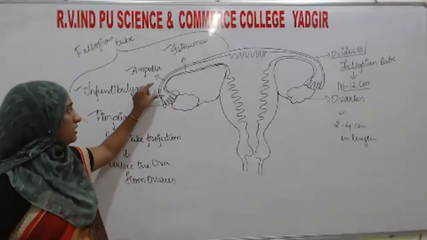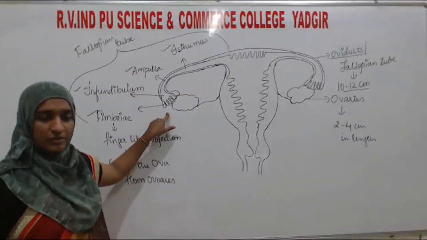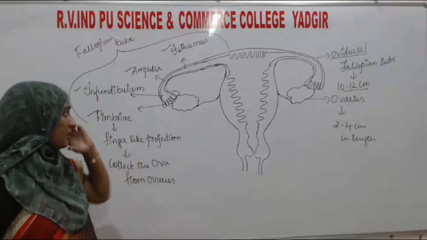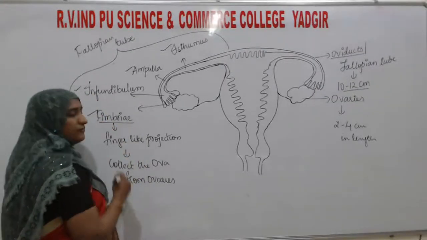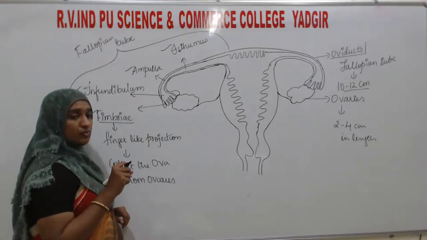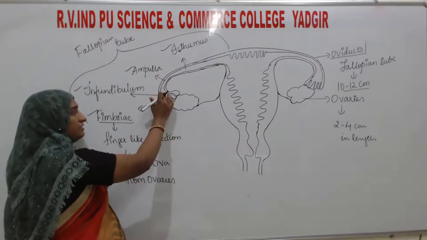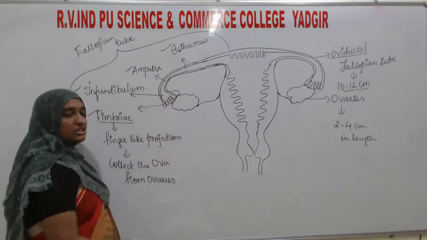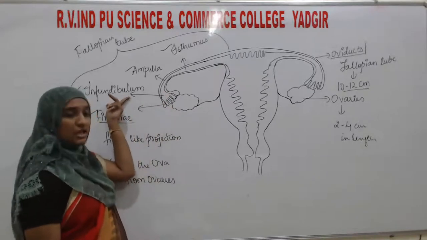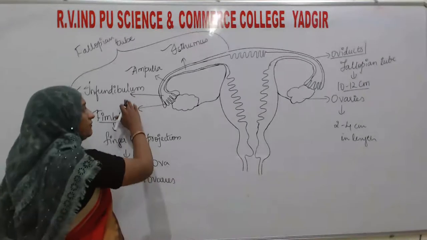Then here the oviduct is there. The first part of the oviduct, the finger-like projection just above the ovaries, is known as the fimbriae, which helps in the collection of ova during ovulation. Then this part continues as the funnel-shaped structure, and that funnel-shaped structure is known as the infundibulum. What is it known as? It is known as the infundibulum.